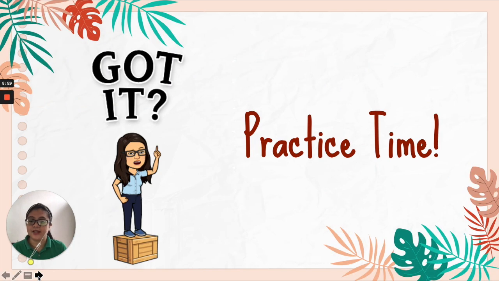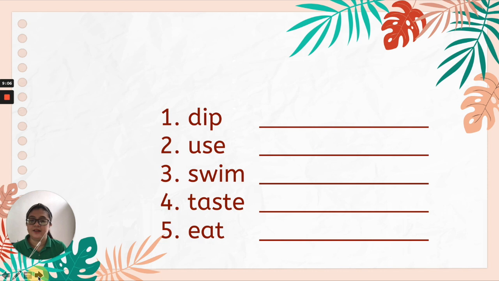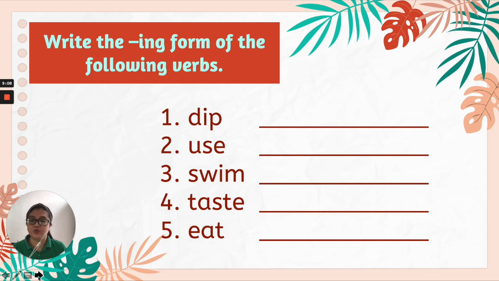So, did you get it? Did you get the idea on how to do this? As a practice, I want you to get a paper and then write the ing form of the following verbs. Remember the rules that we discussed a while ago. Take note of those rules and then apply them in these words. I'll give you 1 minute to answer all of them. Okay? Ready? Timer starts now.